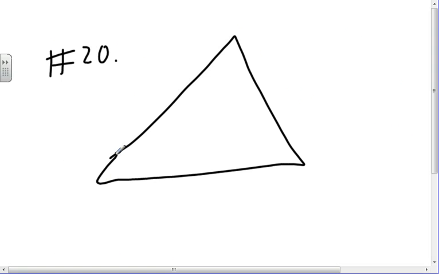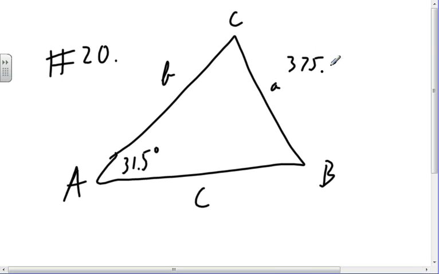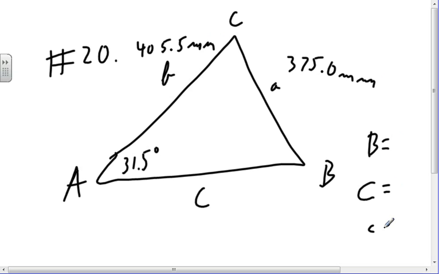So I've got a triangle ABC. Angle A is 31.5 degrees, side a is 375.0 millimeters, and side b is 405.5 millimeters. Okay, so I'm looking for capital B, capital C, and little c. That's what I'm looking for.